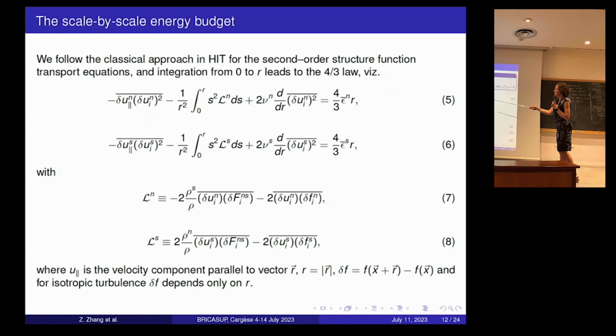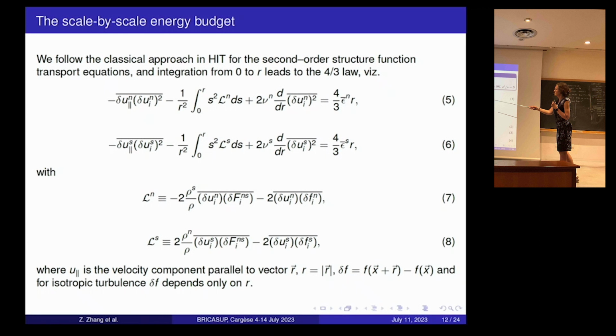So the scale-by-scale energy budget, again, Emmanuel and I believe other people presented that. We start from the Navier-Stokes equations. We are in the situation that is the simplest possible because it is homogeneous isotropic turbulence, so some terms like the diffusion, etc., will be removed. And we subtract the Navier-Stokes equation at one point from the Navier-Stokes equation at the other point.